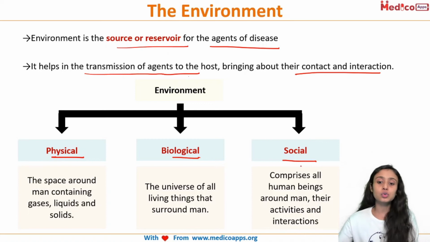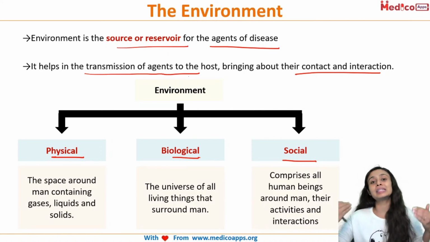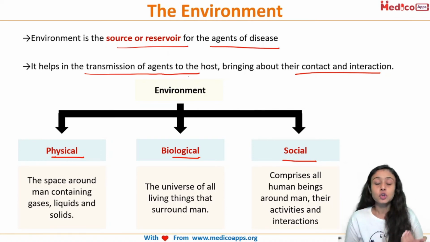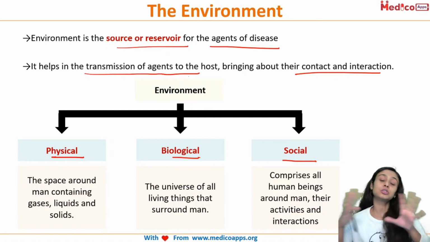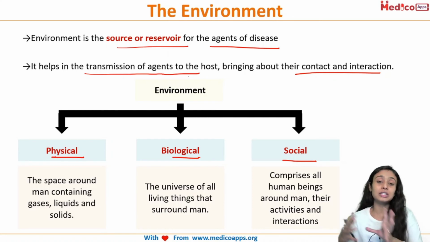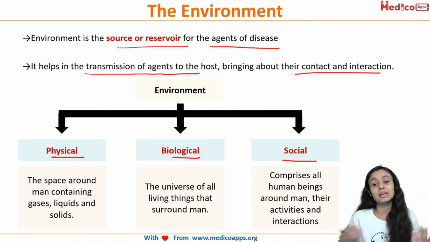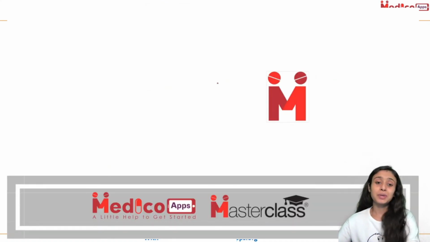And then again, social comprises all the human beings around us. Again, taking the example of COVID, it has human to human transmission. Biological was animal to human, that is zoonotic transmission. Social would be human to human transmission. For example, even something simple like common flu or chickenpox, where it's transmitted from one person to another because of their interaction or because of some activities they've done together. So this is the epidemiological triad.